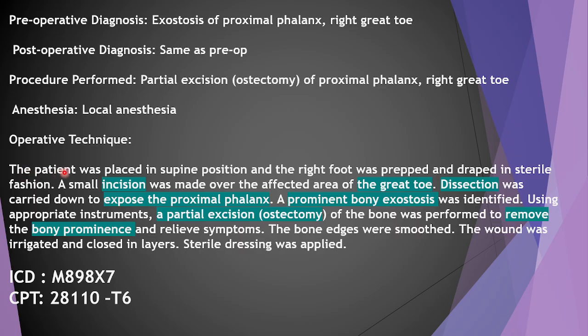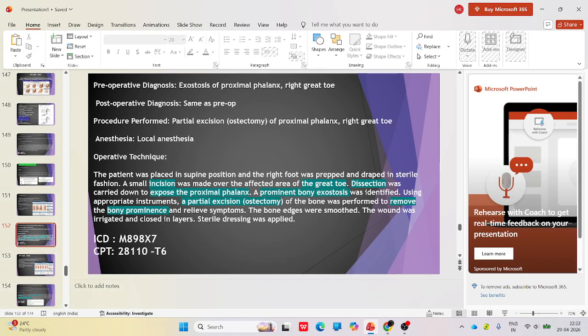So the operative report: the patient was placed in supine position and the right foot was prepped and draped in sterile fashion, and a small incision was made over the affected area of the great toe, and the dissection was carried down to expose the proximal phalanx, and the prominent bony exostosis was identified. Using appropriate instruments, a partial excision of the bone was performed to remove the bony prominences and relieve the symptoms. The bone edges were smoothed, the wound was irrigated and closed in layers, and a sterile dressing was applied. So we'll see the navigation of this procedure.